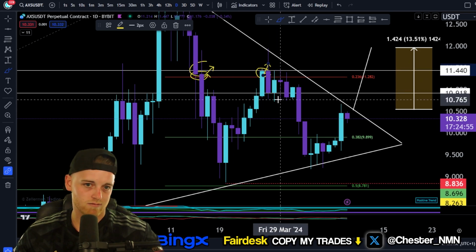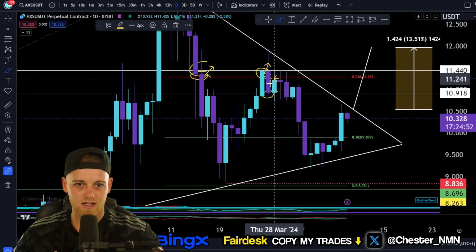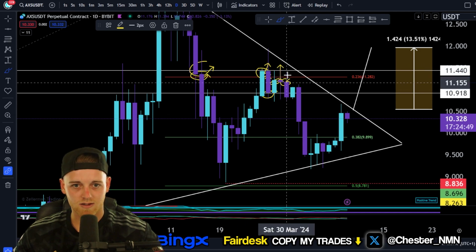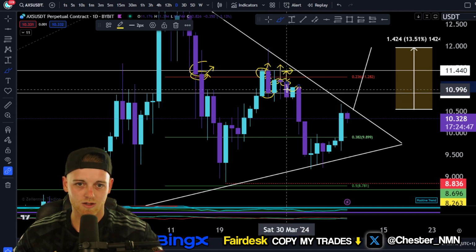Candle body close, hit the top side. Pretty bad example. Candle body close, hit the top side. Candle body close, hit the top side. Candle body close, near enough got there, didn't quite get there. Candle body close, didn't get there.